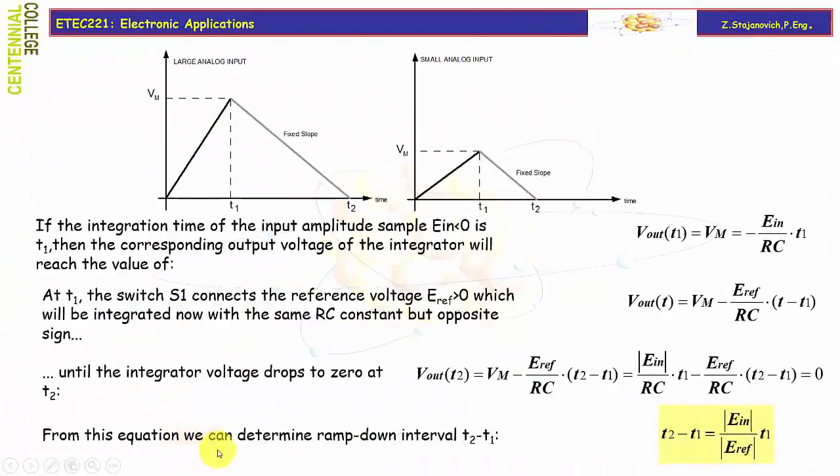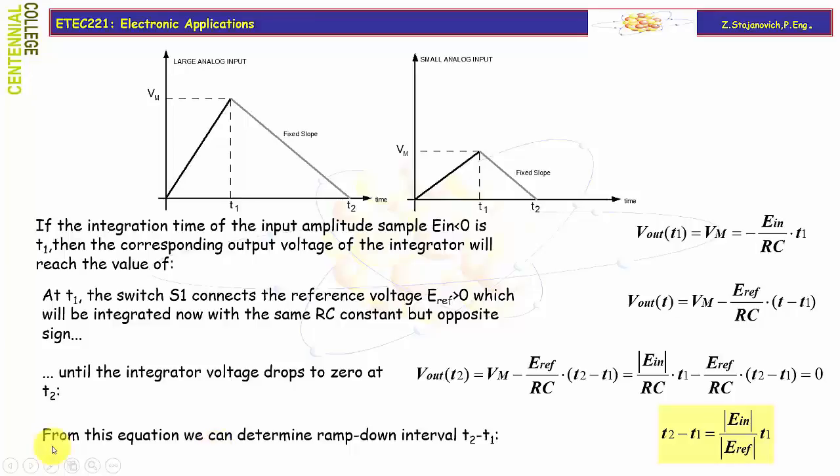We will now derive the mathematical expression which correlates the time it takes to ramp down a number of pulses with the actual amplitude of the sample that has been integrated. And at the same time, it will give us an idea how the analog to digital converter operates.